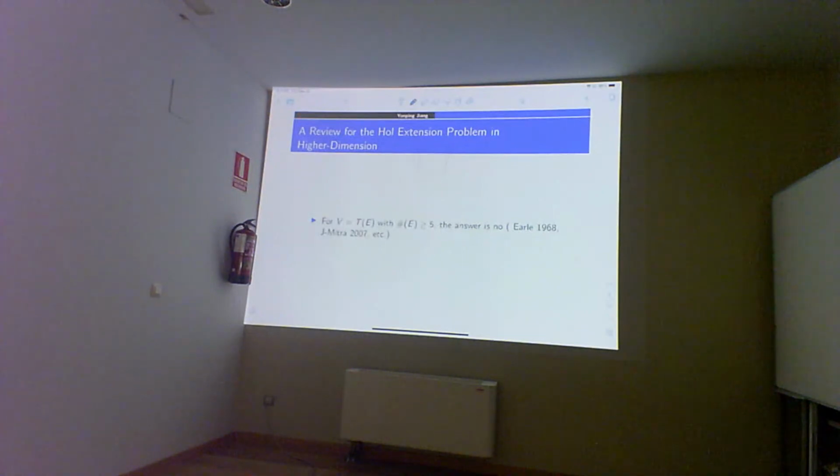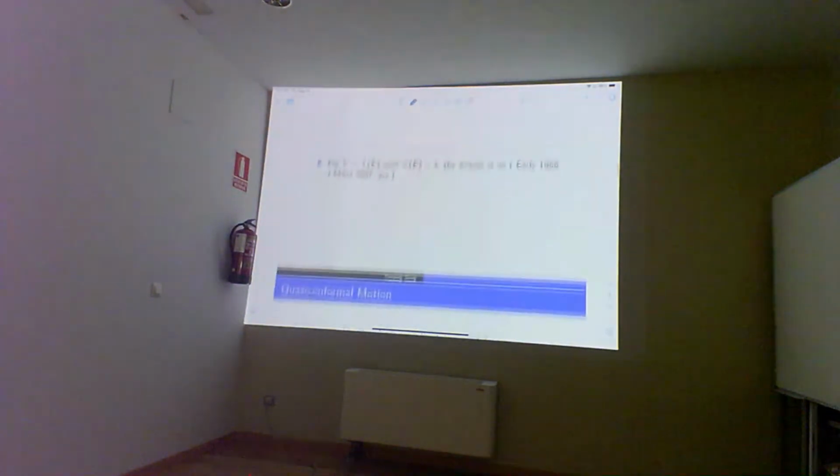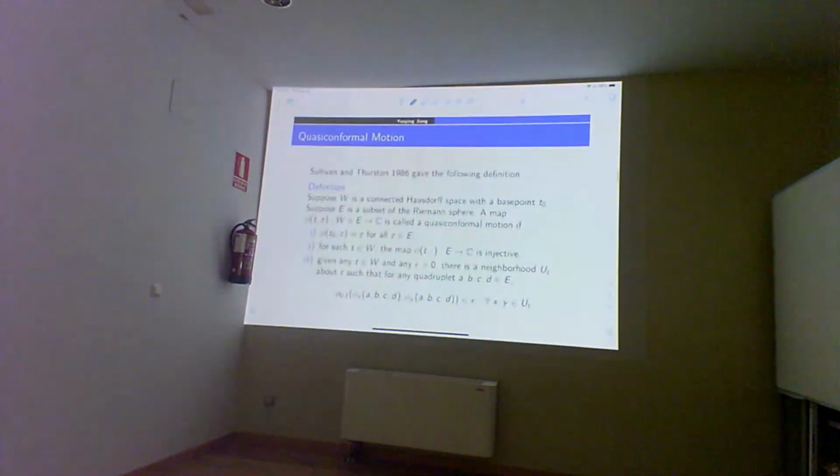But then for other kinds of higher dimension complex manifolds, there are not too many studies on this. For example, for V equals a polydisk in C^n, at least I don't know. Shiga said that he has some idea, but I'm not sure yet, so let's see. Now let's come to the quasi-conformal motion.